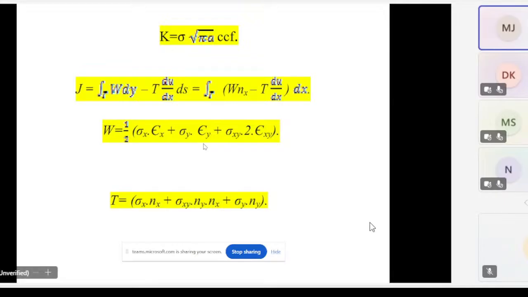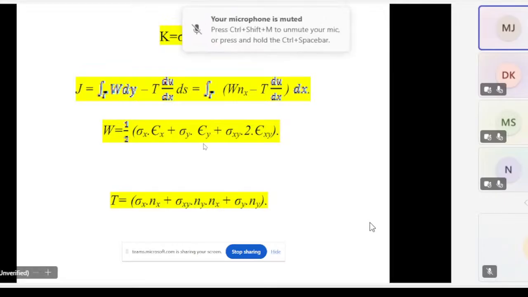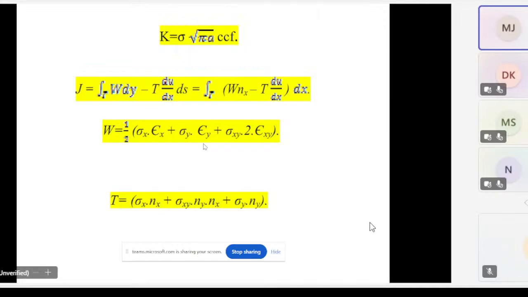What does it physically signify? It signifies the amount of energy which the material can absorb prior to failure. So that is the important part. Now, that's one thing. So you have to calculate that thing. So this K you have to calculate.